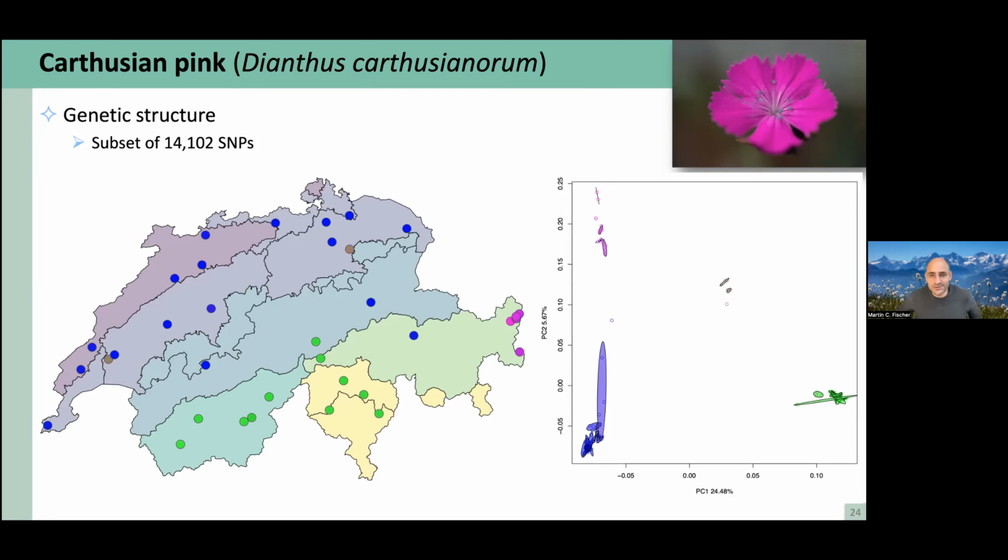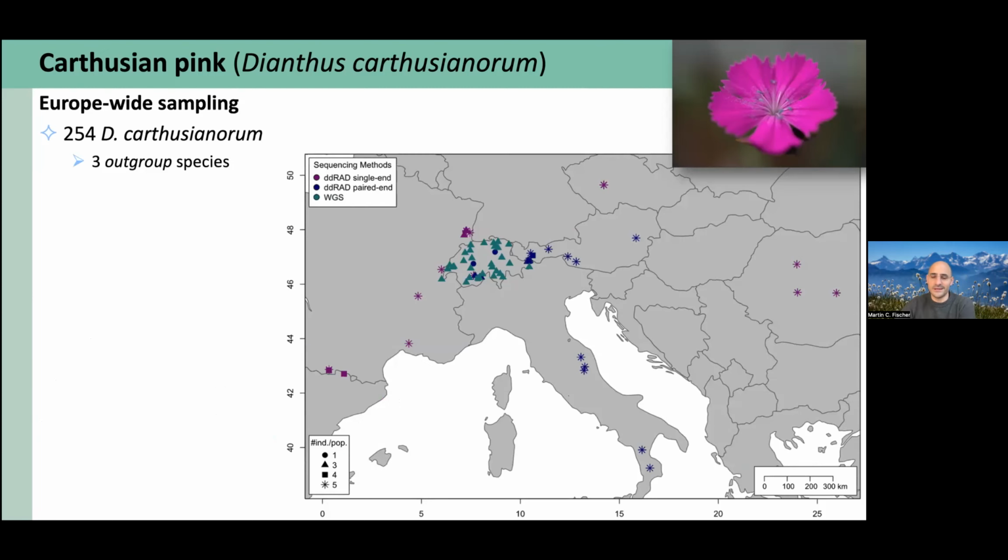This indicates very strong genetic structure in Dianthus in Switzerland, and that puzzled us, so we thought it's time that the master students dig into this a bit more and open the scope from Switzerland to the entire distribution range. So we got 254 samples of Dianthus carthusianorum from more or less its entire distribution range. We even included 3 outgroups so that we can have a proper phylogenetic tree and understand these evolutionary lineages of Dianthus better in Switzerland and across Europe.